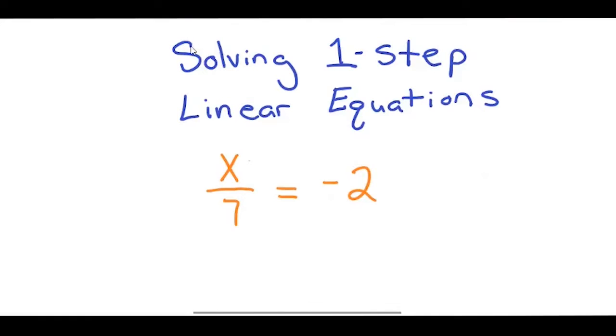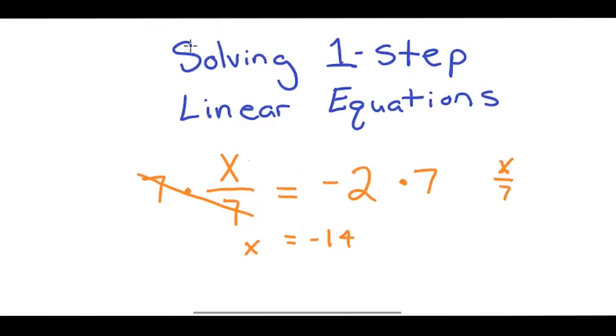So let's say we have x over 7 equals negative 2. Remember that x over 7 means x divided by 7. So I need to do the inverse operation of division, which is multiplication. So I'm going to multiply both sides by 7. Those two 7s cancel, so I'm left with x on the left side of the equation. And on the right side of the equation, negative 2 times 7 is negative 14. So x equals negative 14.